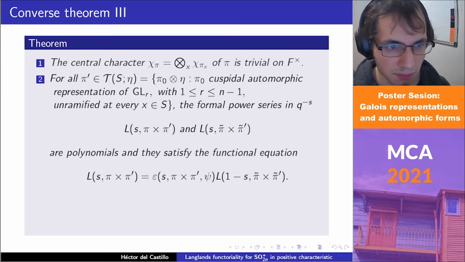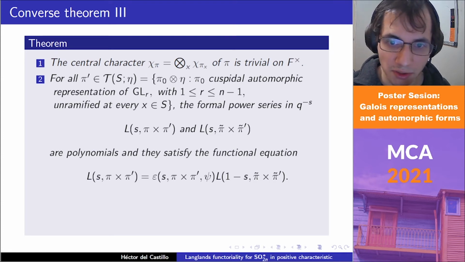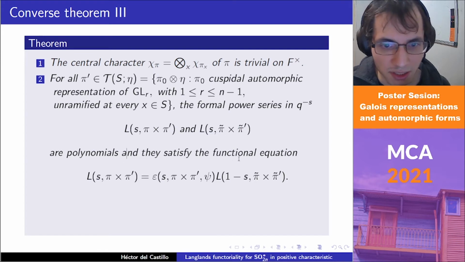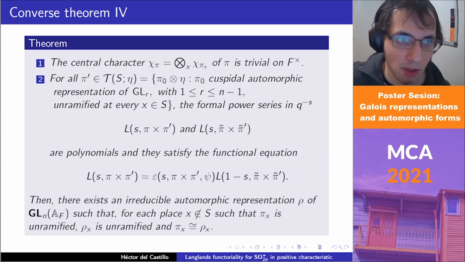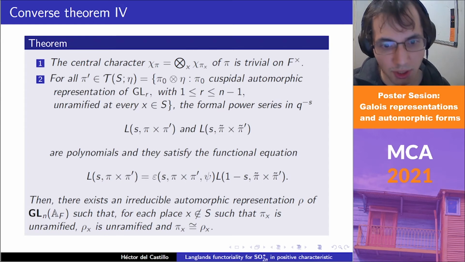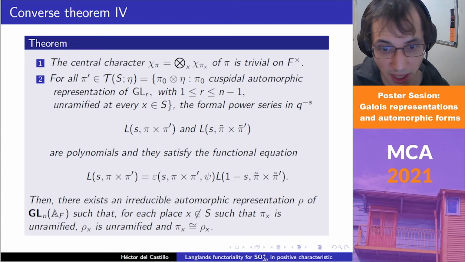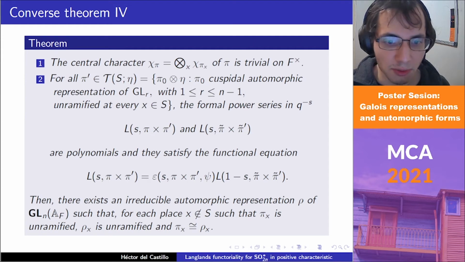The second one is that for all π' in the set of η-twisted cuspidal automorphic representations of GL_r with r greater than 1 and less than n minus 1, unramified at every x in S, the formal power series in q^(-s), these L functions, are actually polynomials, and they satisfy the functional equation. So with these two properties, the converse theorem states that there exists an irreducible automorphic representation ρ of GL_n(A_F) such that for each place x not in S, such that π_x is unramified, ρ_x is unramified and π_x is isomorphic to ρ_x.